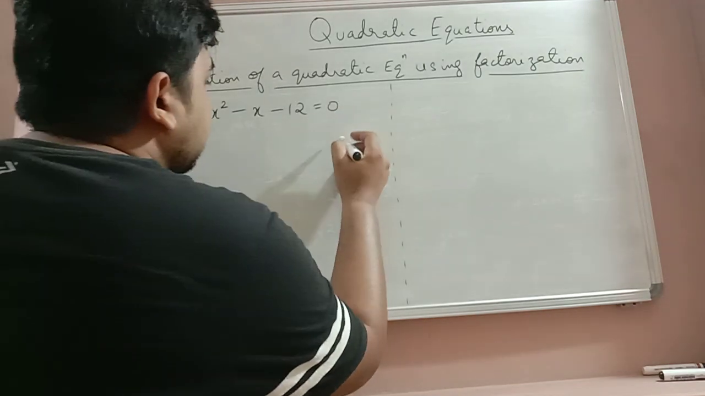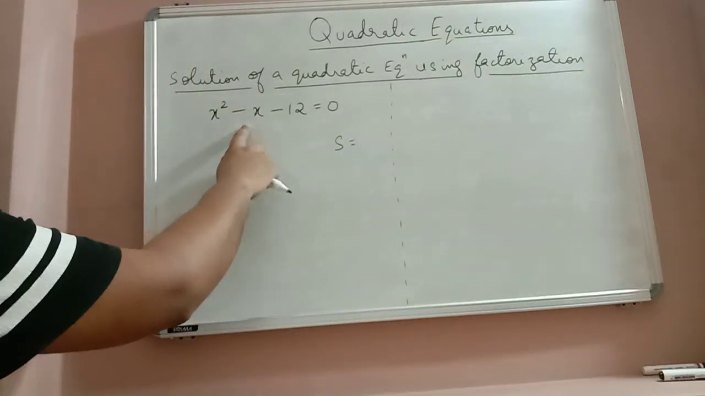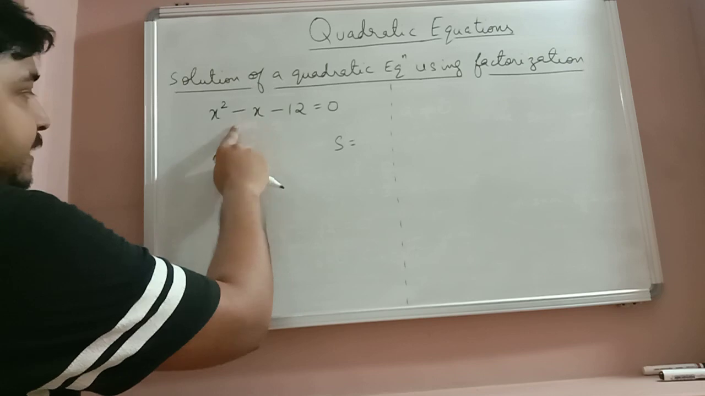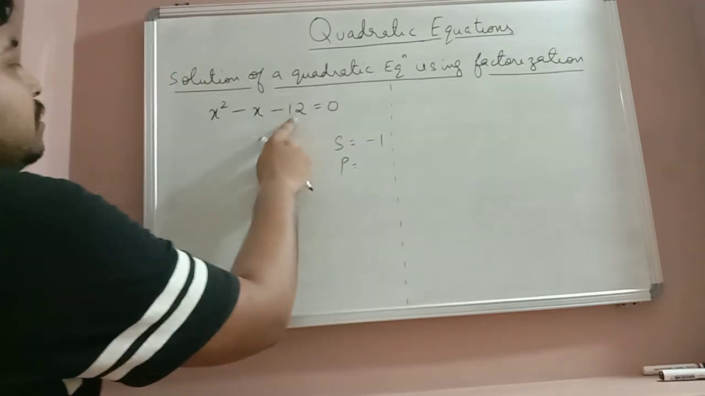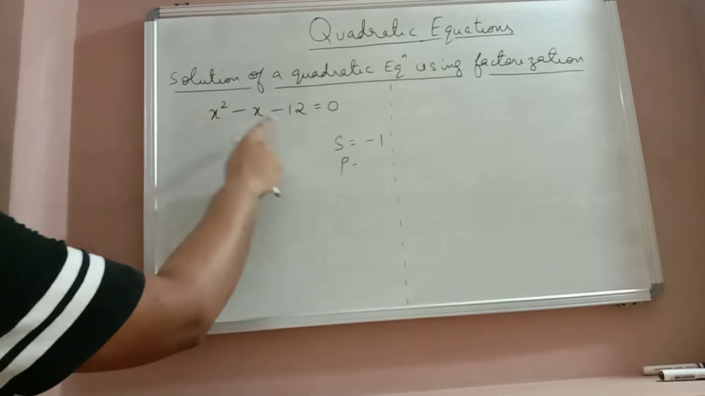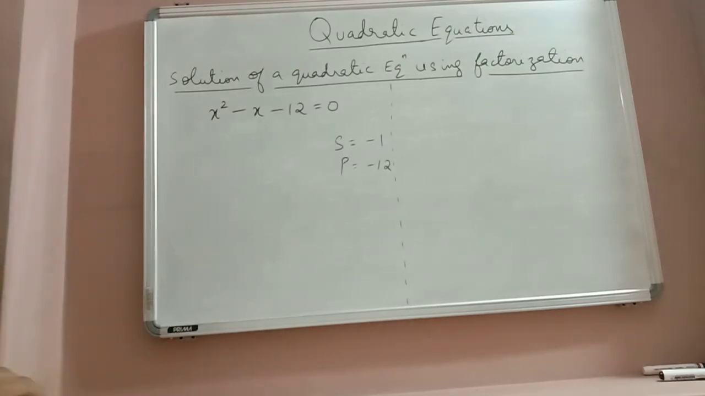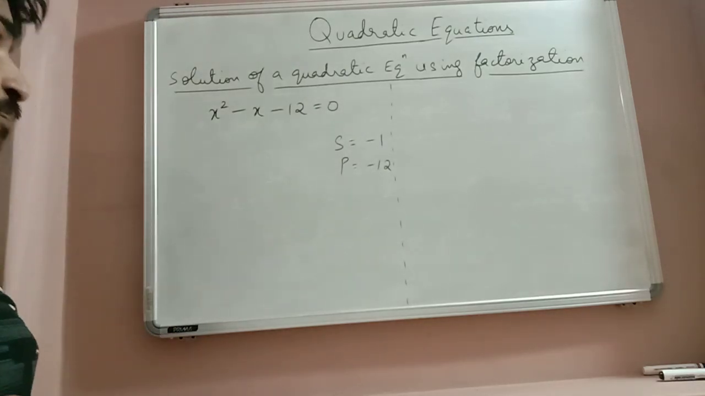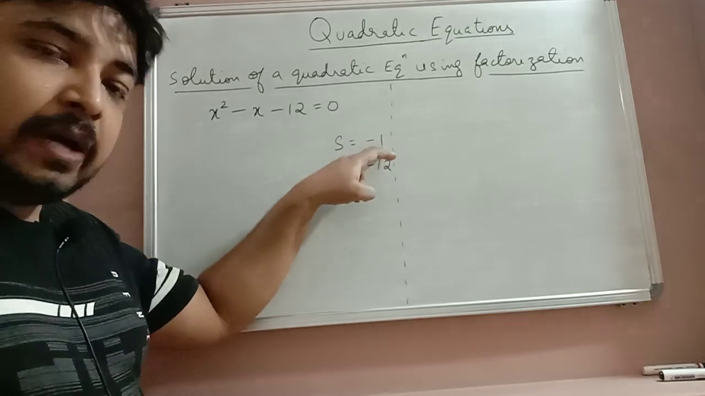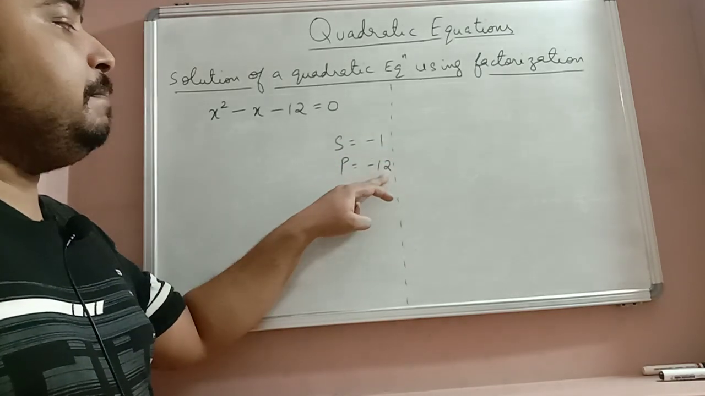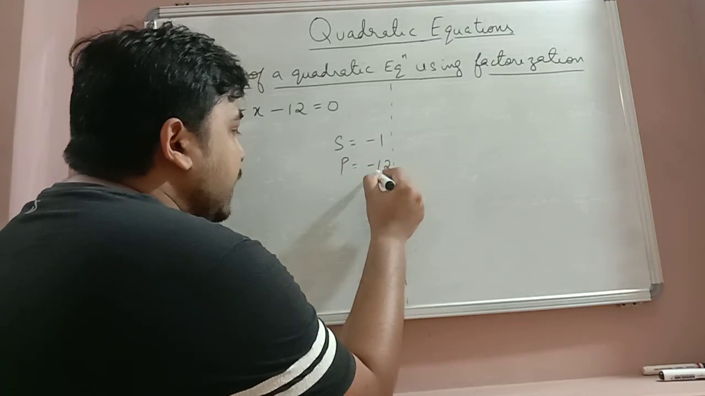So here the sum is the coefficient of x, that is minus 1, and the product is the constant term into coefficient of x square, that is minus 12 into 1, that is minus 12. Now we need to think of two numbers such that the sum of those two numbers is minus 1 and the product of those two numbers is minus 12. Now we can easily factorize this 12.